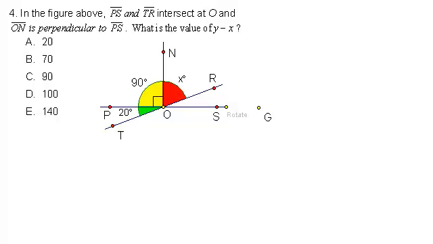And this angle is, so the y angle is the sum of 90 degrees and x. So if I take away the x from the whole thing, I'm left with the yellow angle, which is 90 degrees. So y minus x is going to be 90 degrees.